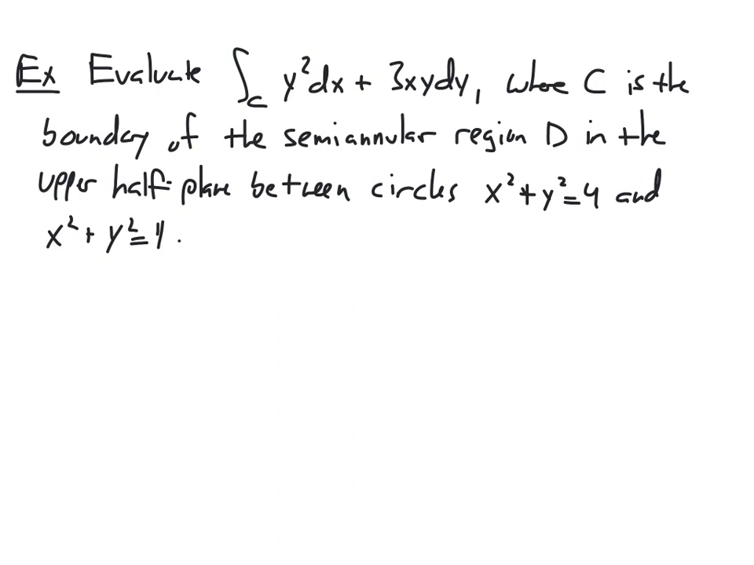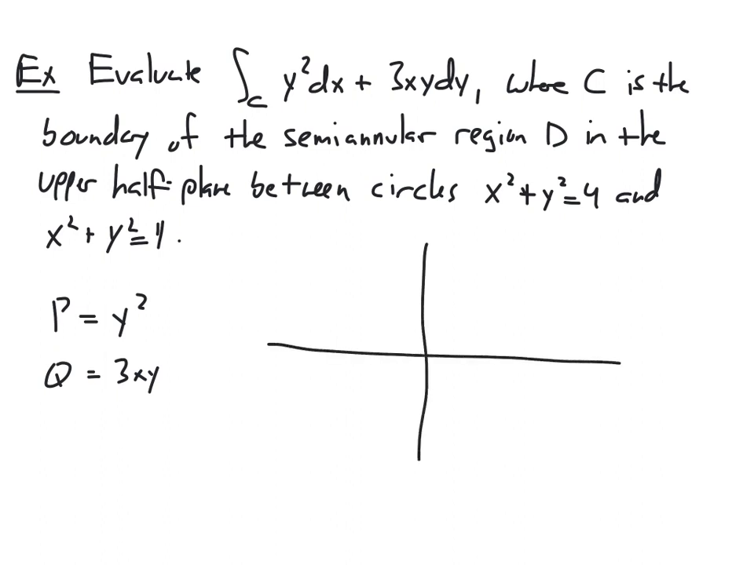Again, we have our functions P and Q, which are y squared and 3xy. These are going to have continuous derivatives of all partial orders. So we can use Green's theorem, assuming our curve is thought of in the correct way. And so the way that we want to think of this curve, we want the area between these two circles in the upper half plane.